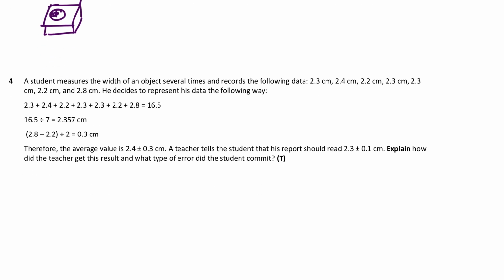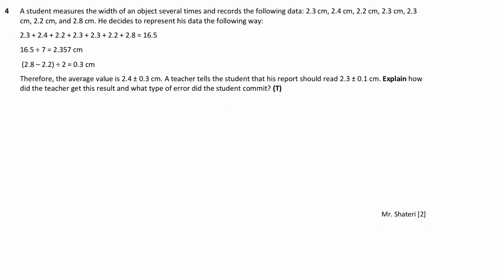In the next question, a student measures the width of an object several times and records the following data. We get 2.3, 2.4, 2.2, and a bunch of other ones. And then he decides to represent the data in the following way. So he adds all the values, divides it by 7, gets the uncertainty by taking the maximum value, subtracting the minimum, and then dividing it by 2 to get 0.3, and records the value as 2.4 plus or minus 0.3.